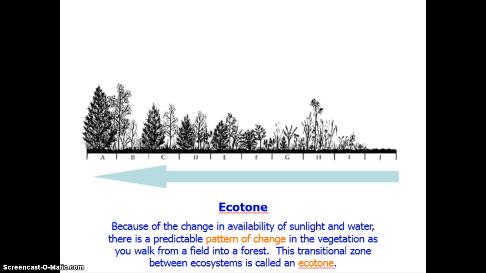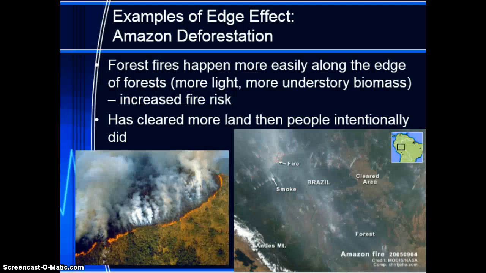So this edge habitat is called ecotone, and it's basically talking about how the vegetation changes as you go from one area to another. And it looks pretty similar to the stages of succession in many cases.